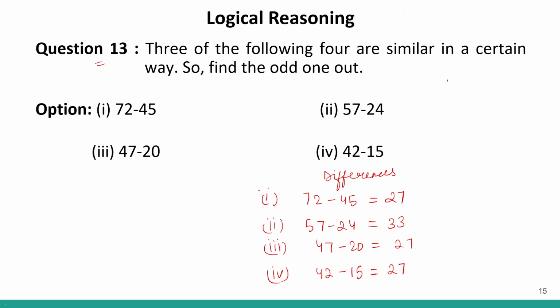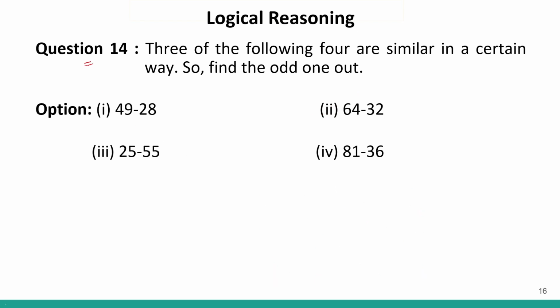Correct? So I can see in options number 1, 3 and 4, the difference is 27, whereas in option number 2, the difference is 33. Therefore, option number 2 is the odd one out because it has a different difference between the two digits. Okay, so option number 2 is the odd one out. Therefore, option number 2 is the correct answer to this question.